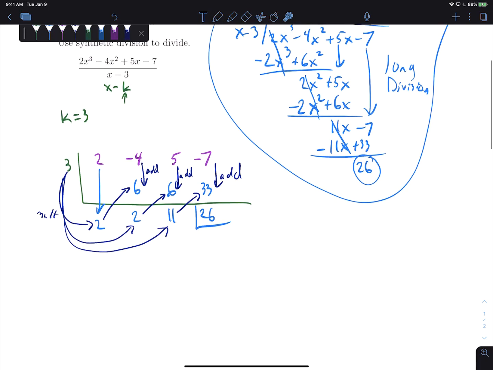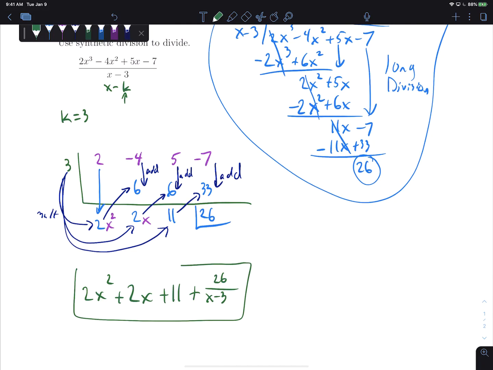Anyway, notice that we can actually just write down the answer from this. If we start out with degree 3, we have to go down to degree 2. So what we can do, if you want to, you can say x squared has to be there, x has to be there, so constant term here and the remainder here. So our answer is going to be 2x squared plus 2x plus 11, and then plus the remainder divided by the divisor of x minus 3. And that is synthetic division.